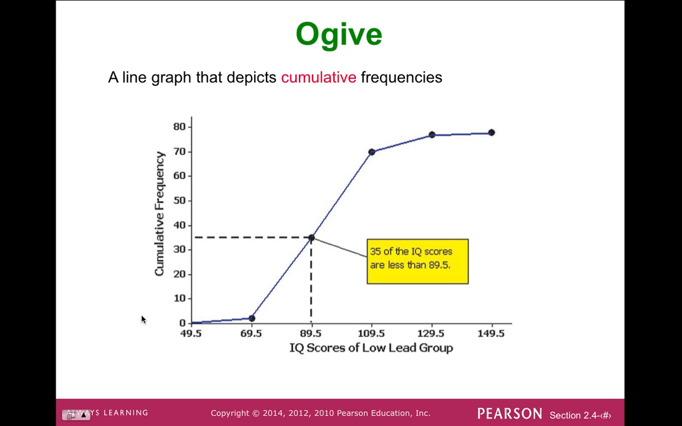Another graph that we're not going to spend any time on is an ogive, and that's a line graph that's meant to depict cumulative frequencies. Cumulative frequencies are not something that is very helpful in general as a concept within statistics. We talked about it very briefly in section 2.2, but as I mentioned there, it's not something you'll use often, and so based on that, you're not going to use this type of graph frequently either.